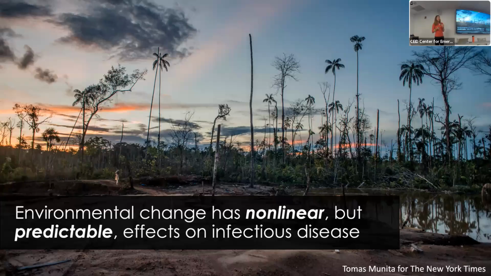And more generally, we can predict and we can even quantify the impacts of human impacts on the environment on human health. And it's important to use these data-driven modeling approaches so that we can better inform how environmental policy feeds back to affect human health and vice versa.